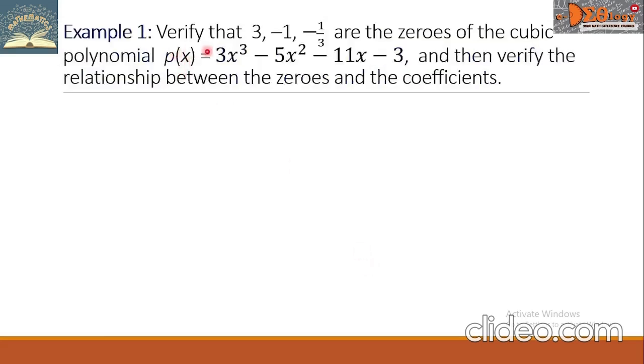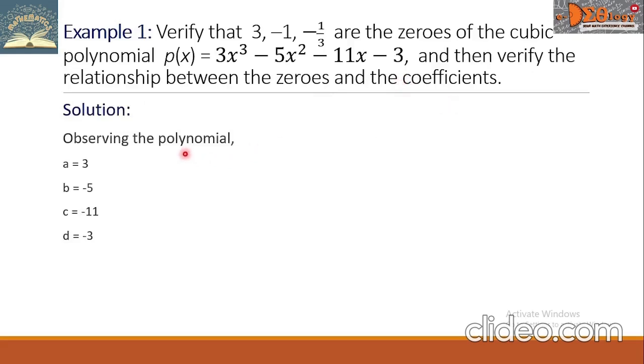Example 1. Verify that 3, -1, -1/3 are the zeros of the cubic polynomial p of x equals 3x cubed minus 5x squared minus 11x minus 3, and then verify the relationship between the zeros and the coefficients. When we observe the polynomial, take note that a equals 3, b equals -5, c equals -11, d equals -3.